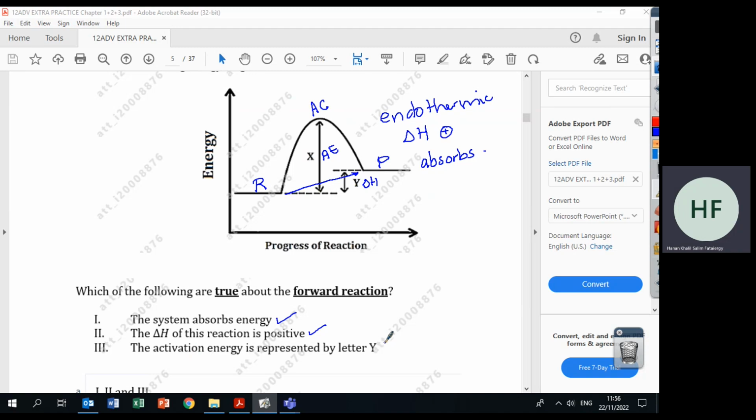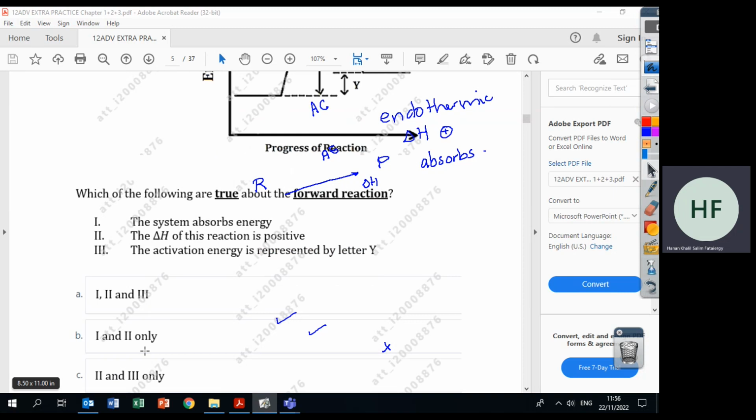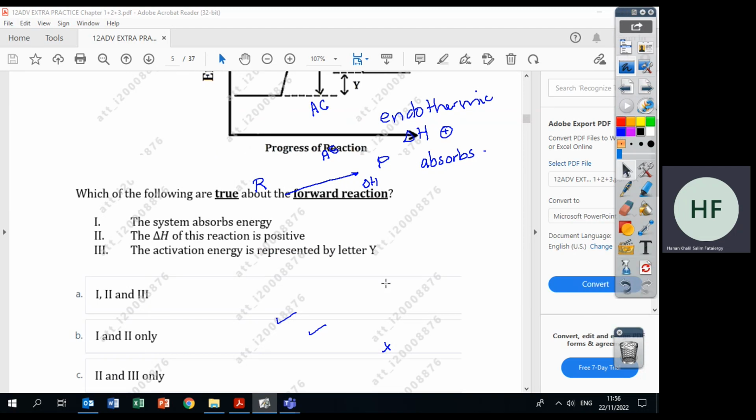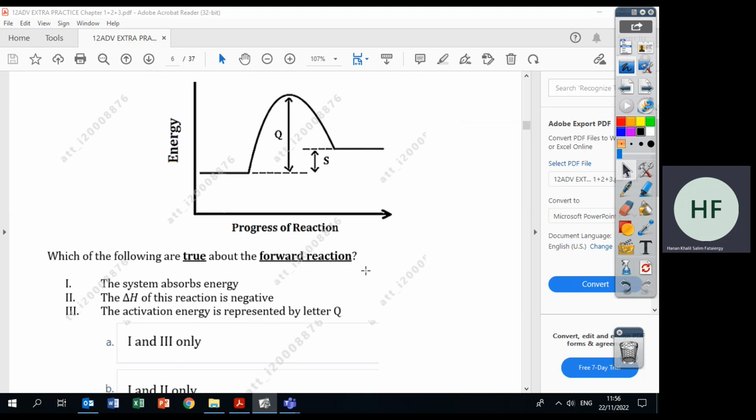Delta H is positive, true. The activation energy is represented by the letter Y. Of course wrong, because it is X. So 1 and 2 are true. So you will choose B. B will be the right answer. Okay, spare a few minutes to do this question.